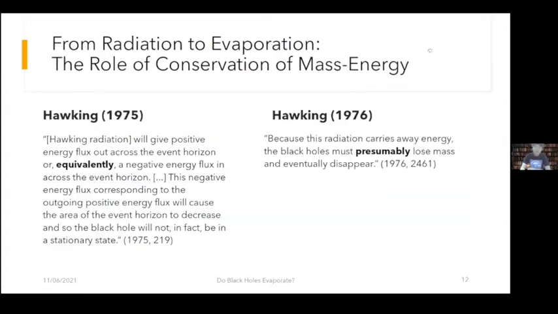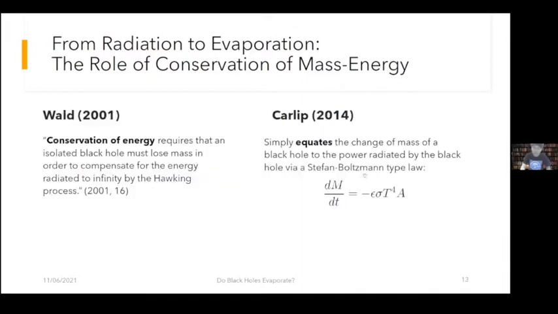So what do we do then, right? Hawking's argument, typically the one in 1975, he talks about how the positive energy flux out across the event horizon equivalently leads to a negative energy flux, right? So this implies some sort of conservation of mass-energy at play here, right? And in '76, he makes it a little more explicit, right? The radiation carries away energy, so the black hole presumably will lose mass and eventually disappear. So again, there's some kind of conservation reasoning going on there.